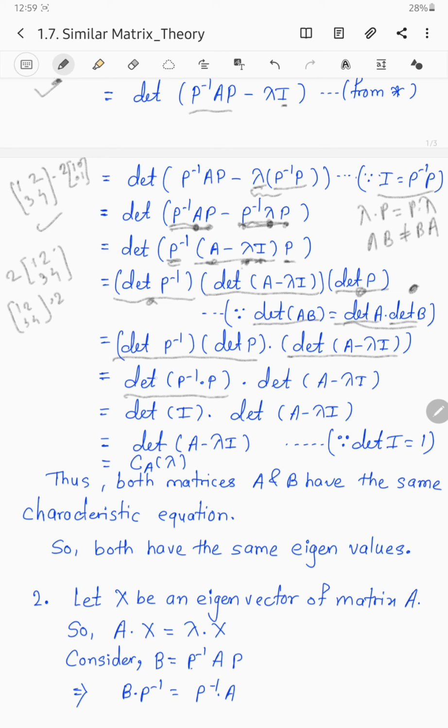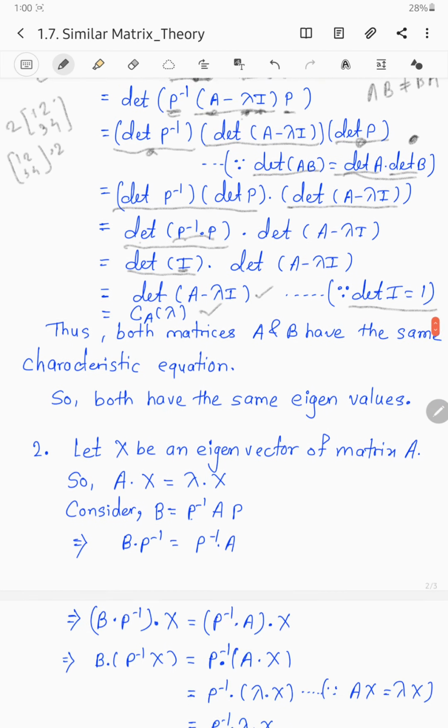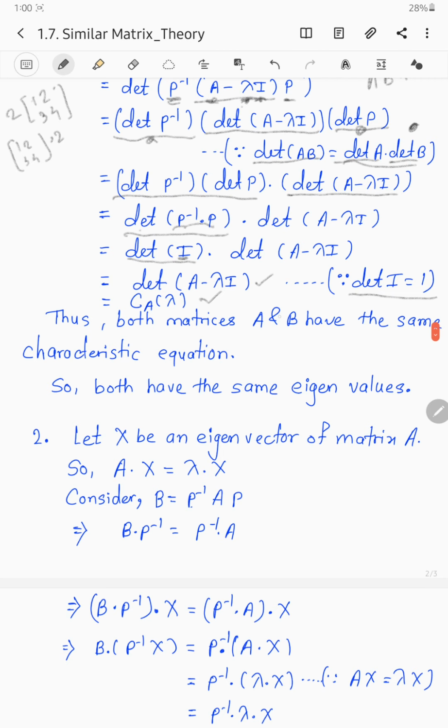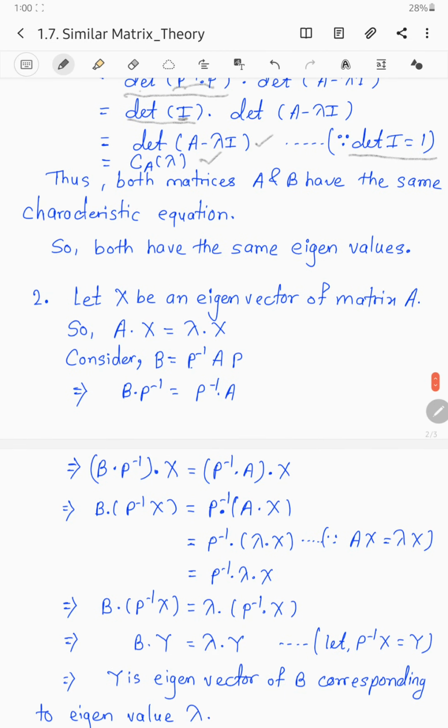Same here. Now the determinant of P inverse P, but P inverse P is the identity matrix, so this is the determinant of I. As I know, the determinant of the identity matrix is 1, so I get the determinant of A minus lambda I, which is the characteristic polynomial of lambda. Thus both matrices A and B have the same characteristic equation, so both have the same eigenvalues. Therefore, similar matrices have the same eigenvalues.